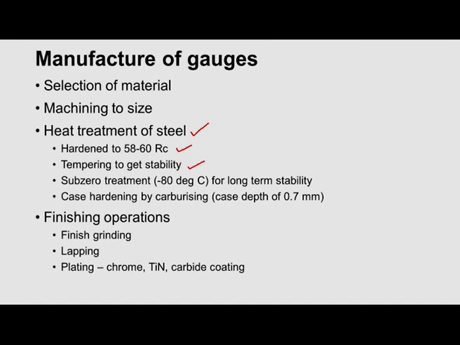And sometimes sub-zero treatment, that is, the gauge blanks are placed at minus 80 degrees Celsius for long term stability. And then case hardening by carburizing is also sometimes performed on the gauges to improve the hardness of the gauging surfaces. So in that case, a case depth of 0.7 millimeter may be required. So after this heat treatment, the gauging surfaces are ground, and then they are lapped, and all sorts of finishing operations are performed. And then if plating is required, plating is also performed, and then again after the plating is over, they are ground and lapped to get the proper size.